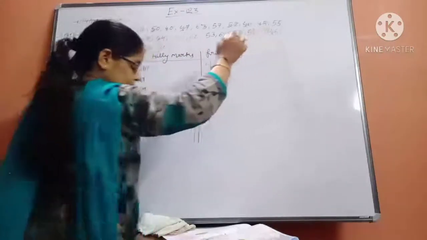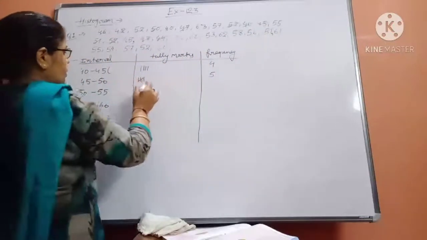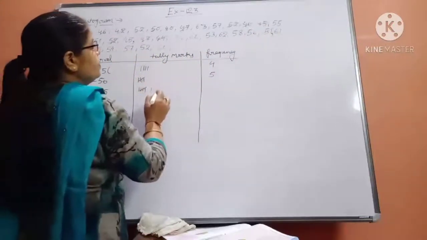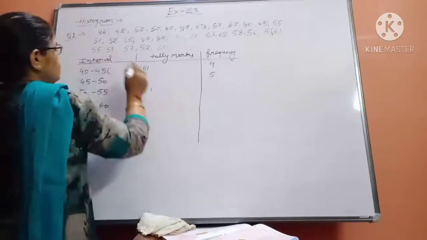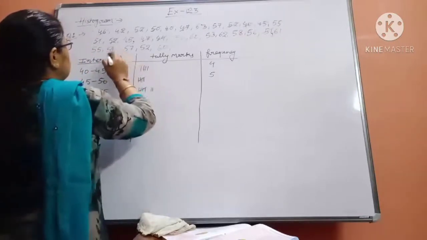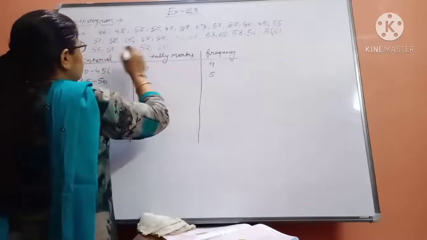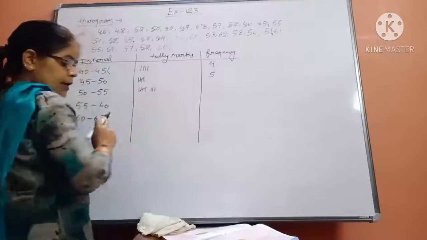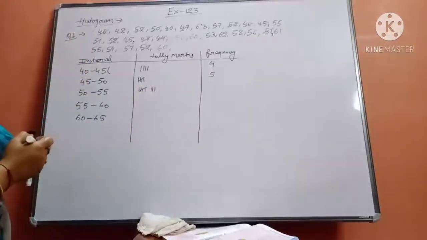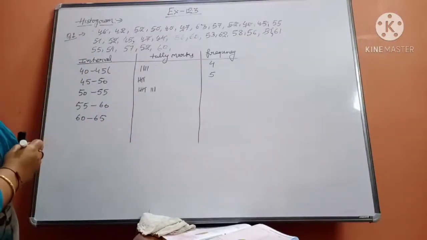again 51, 51, okay, then 54 will be there, then 52 will be there. How many? 5, 6, 7, 8. Okay, 5, 6, 7, 8. Maybe one number is missing in there.